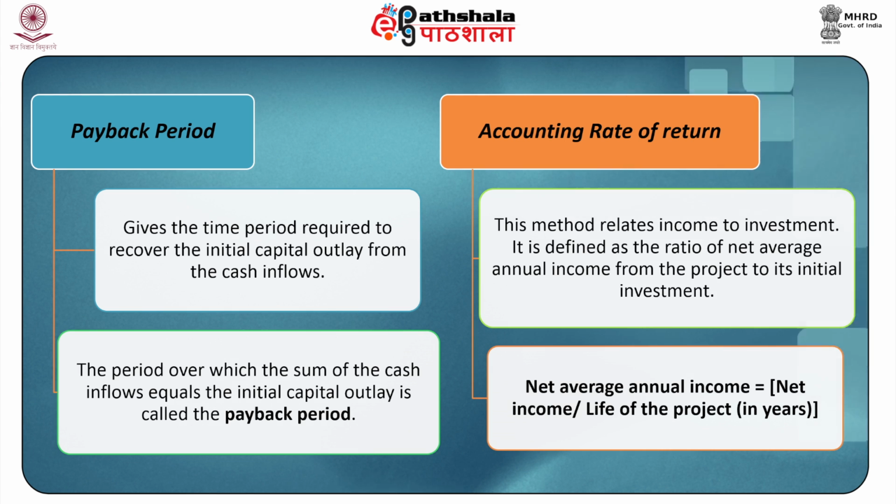Now, second is accounting rate of return. This method relates income to investment. It is defined as the ratio of net average annual income from the project to its initial investment. Net average annual income is equal to the net income divided by the life of the project in years. And net income is the difference between net cash inflows generated by the project over its life and the net cash outflow of the initial capital.